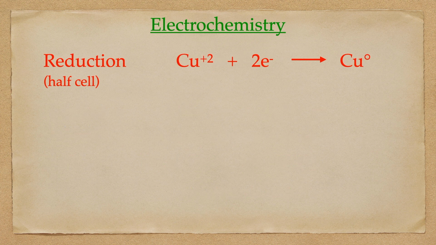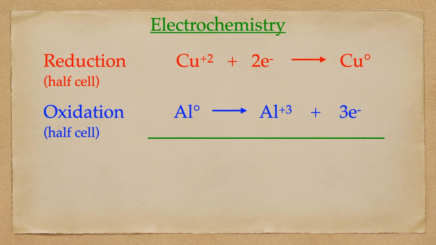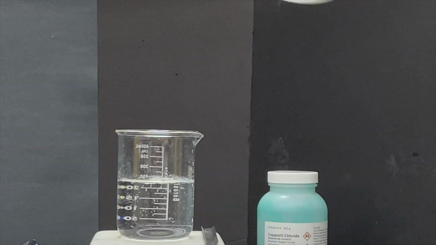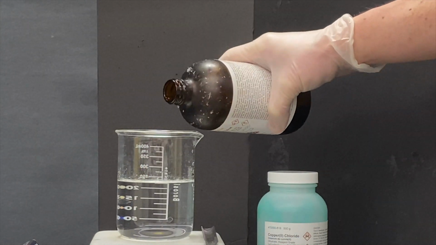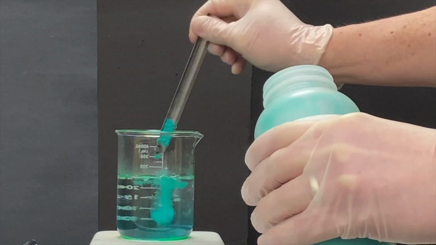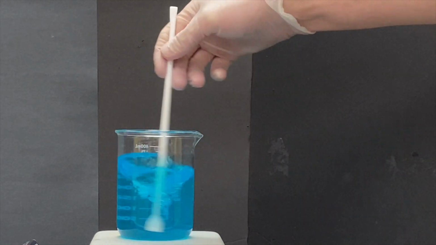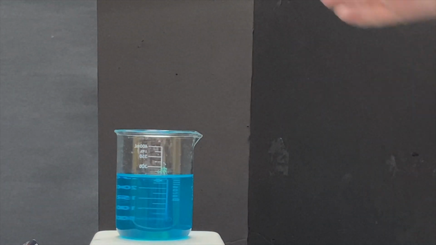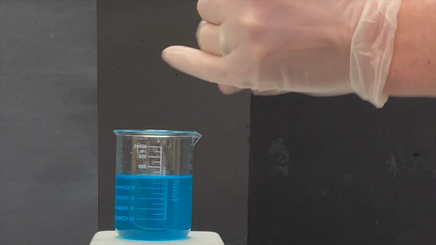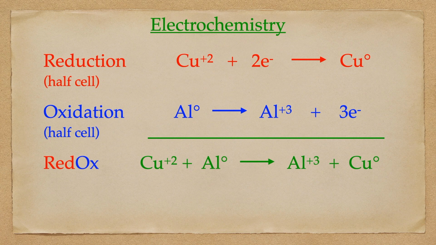Another example, copper 2+ can gain 2 electrons to become molecular copper in the reduction half cell, while aluminum loses 3 electrons to become aluminum ions in the oxidation half cell. In this example, I'm putting a little bit of hydrochloric acid as a catalyst. Some copper 2 chloride crystals go into solution to make a pretty blue color, characteristic of the copper 2+ ion. And then I put in simply metallic aluminum in the form of aluminum foil.